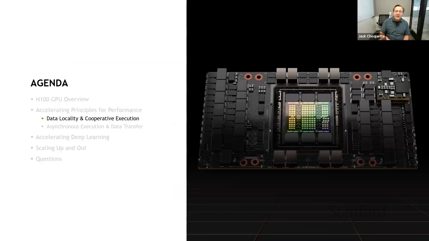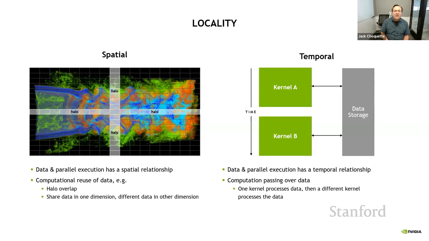So let's look closer at data locality and cooperative execution. Locality can occur either spatially or temporally. With spatial locality, data and parallel execution have a spatial relationship, which can be thought of as compute and data being co-located. One example of a computation using spatial data locality is spatial halo overlap, as shown in the figure.